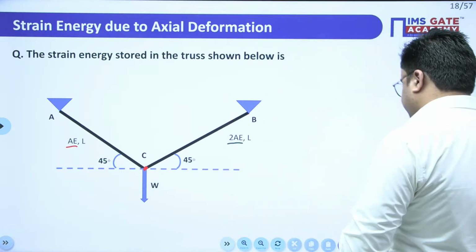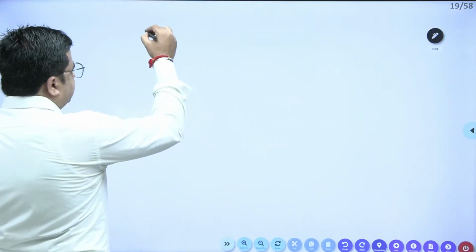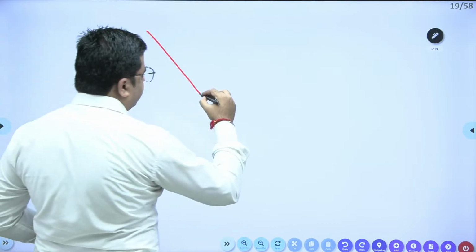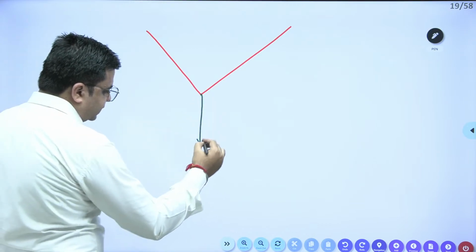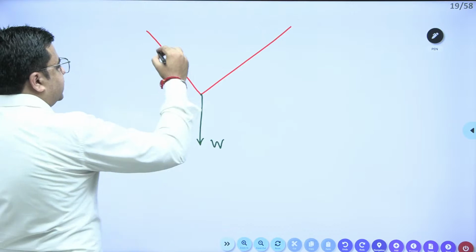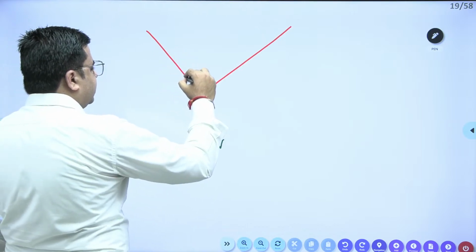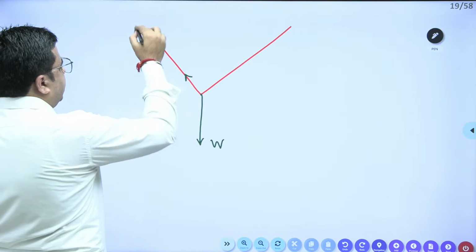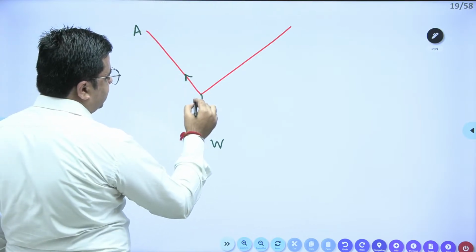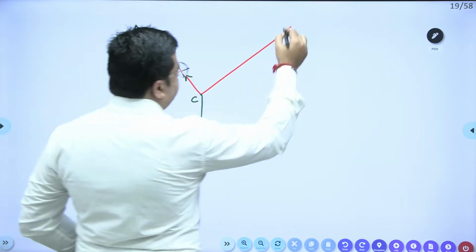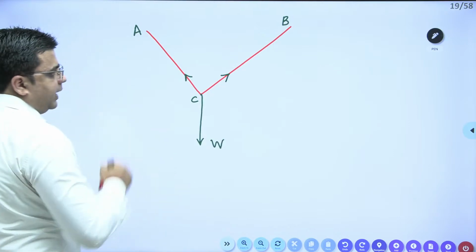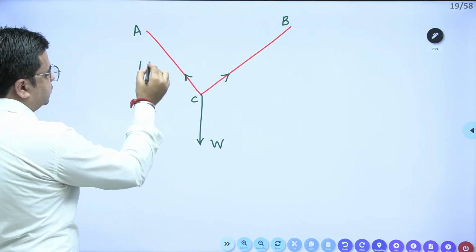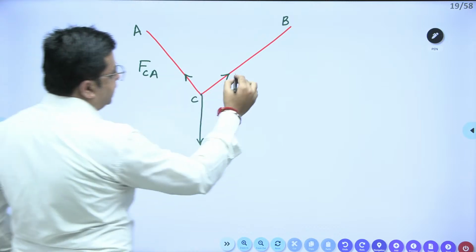Just try to see this. Here we have a structure like this. We have one member like this, and one member like this. Over these two members, some external load W is acting like this. So this is W. This is my member force. Let me consider the tensile member force. This is my member AC, this is point C, and this is point B. Let me also consider the member force in CB as tensile. So this is FCA, and this is FCB.